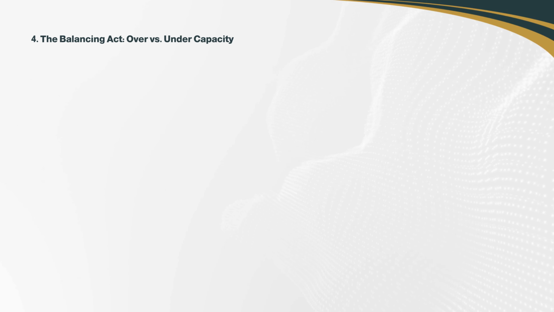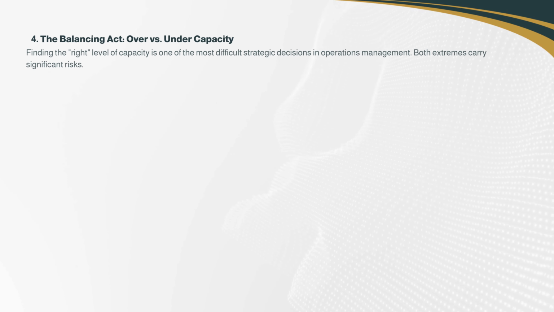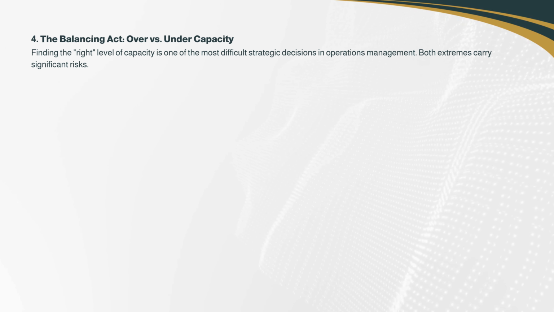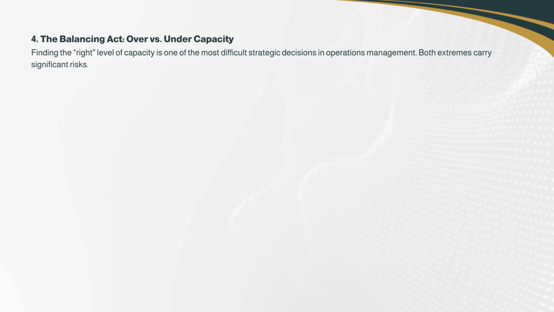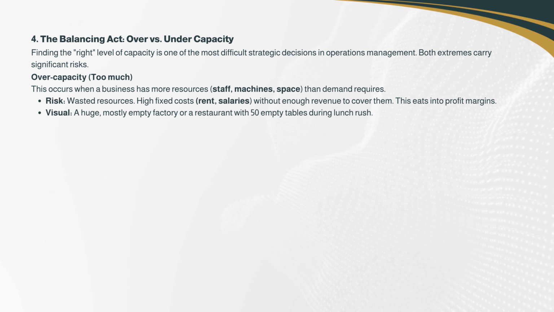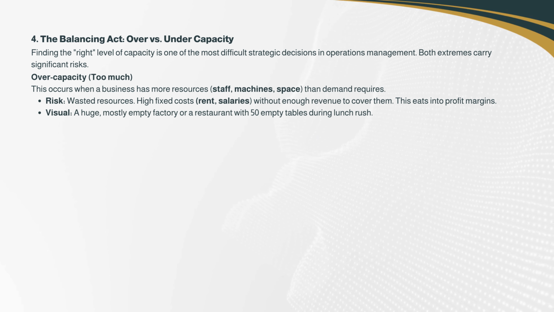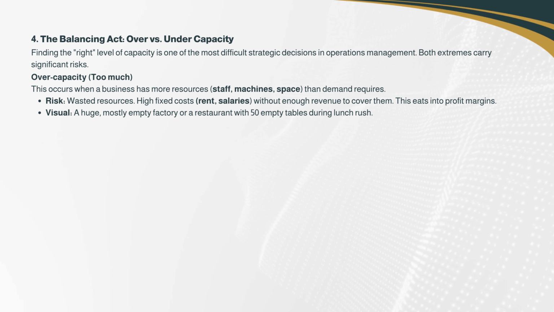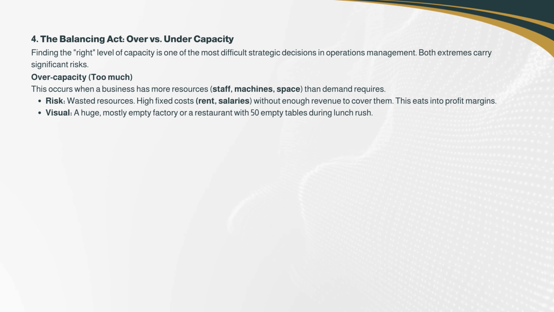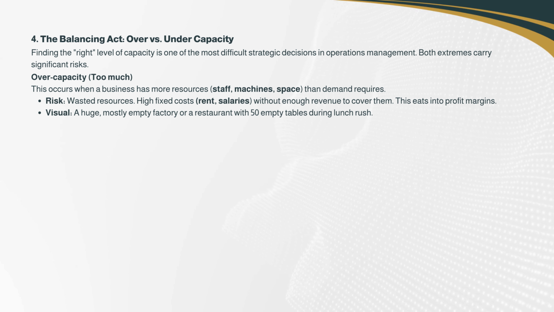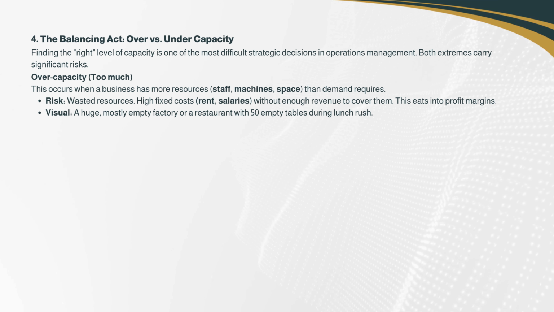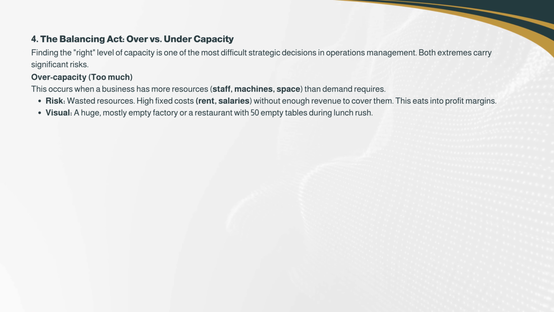4. The balancing act, over versus under capacity. Finding the right level of capacity is one of the most difficult strategic decisions in operations management. Both extremes carry significant risks. Overcapacity, too much. This occurs when a business has more resources, staff, machines, space than demand requires. Risk: wasted resources, high fixed costs, rent, salaries, without enough revenue to cover them. This eats into profit margins. Visual: a huge, mostly empty factory or a restaurant with 50 empty tables during lunch rush.